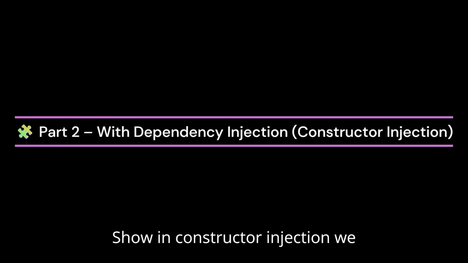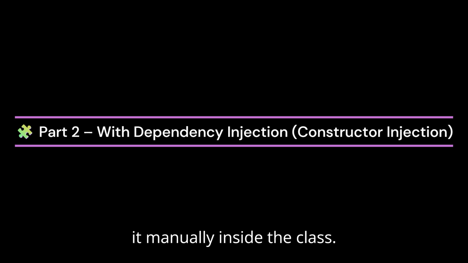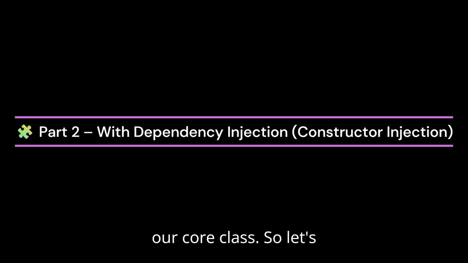So in constructor injection, we pass the dependency through the class constructor instead of creating it manually inside the class. This way, the dependency can be changed easily without modifying our core class. So let's see the code.